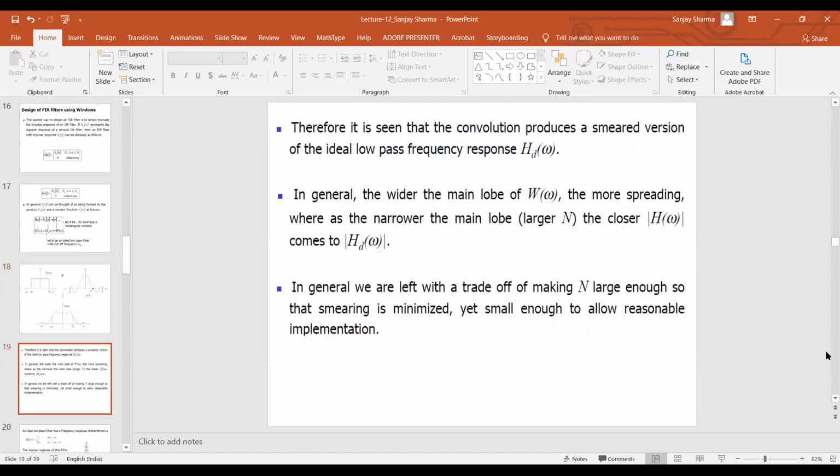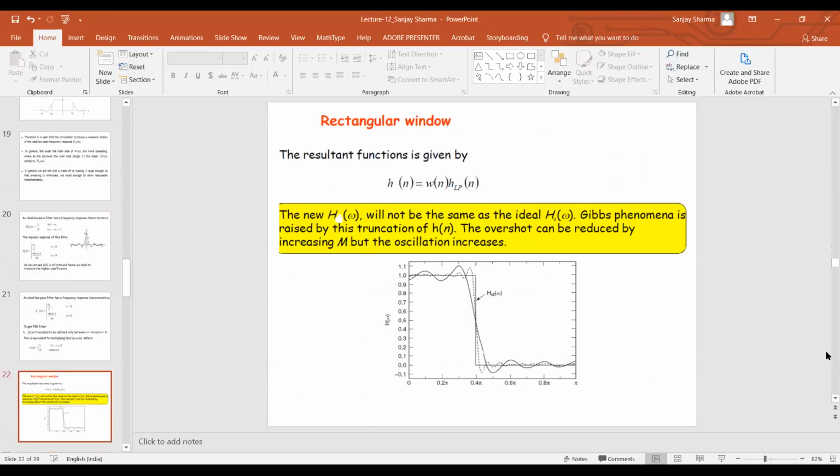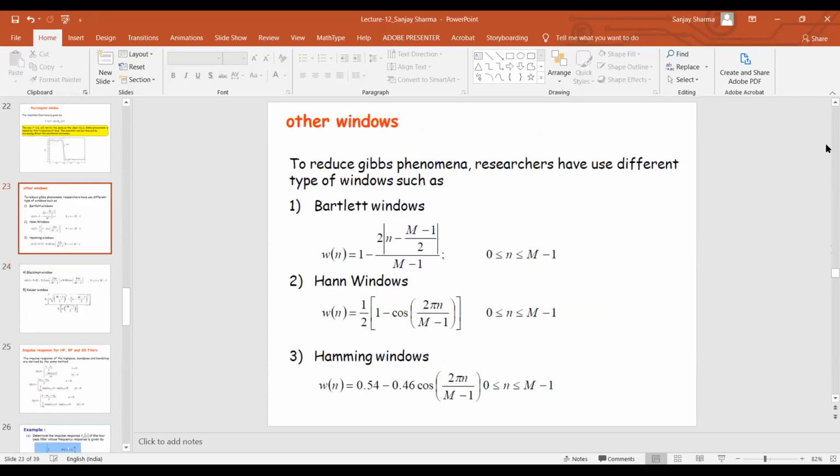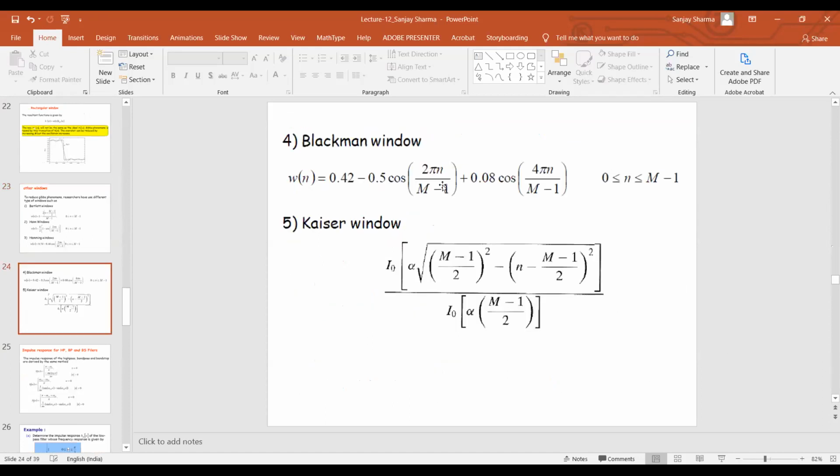These are the window functions that the scientists have given. The procedure remains the same: you take the infinite impulse response and multiply it by the window function, and you get the FIR filter. So this is the Bartlett window, Hanning window, Hamming window, and Blackman window, I did the practicals yesterday with one of the groups, and this is the Kaiser window.